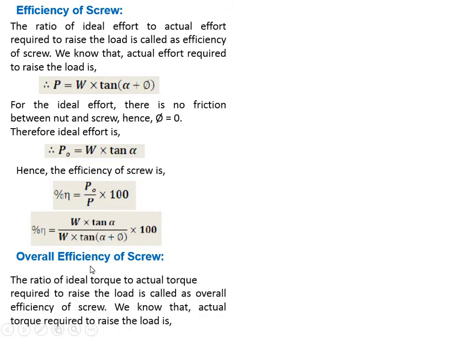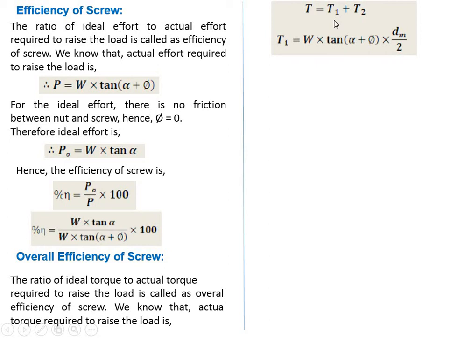Now the next term, the overall efficiency of the screw. What is the overall efficiency of the screw? It is the ratio of ideal torque to the actual torque required to raise the load. We know that the actual torque required to raise the load is T equal to T1 plus T2, which we already know, where T1 is equal to effort into radius, where P is W into tan(alpha plus phi) into dm by 2.